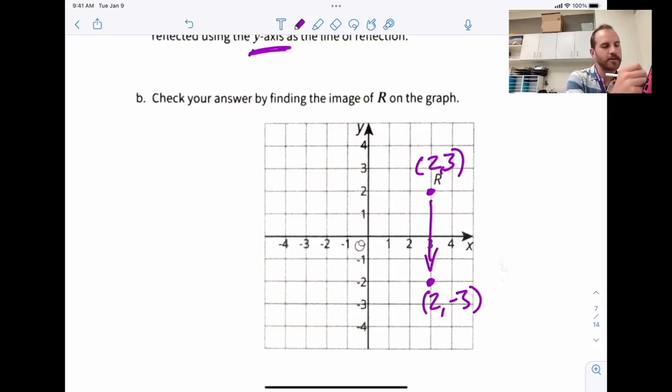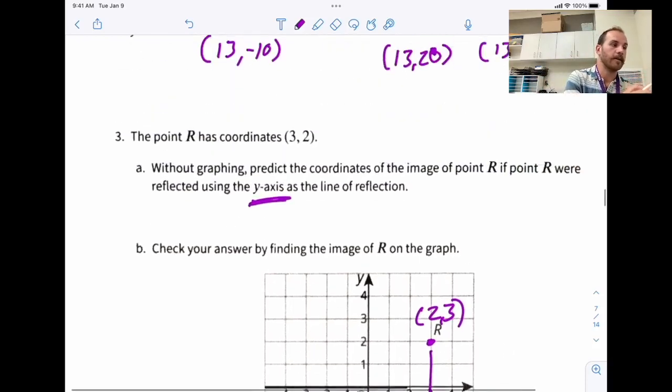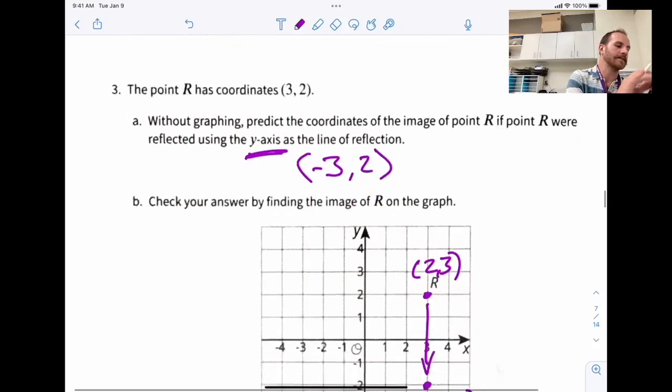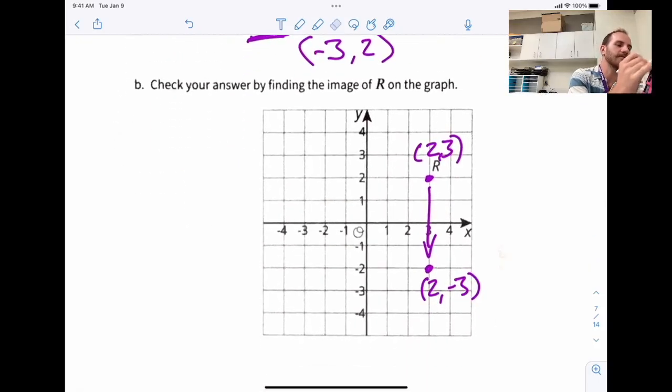So if when we reflect across the x-axis, the y-coordinate changes, what do you think is going to happen when we reflect across the y-axis? Well, I would guess the same thing. I would guess that the x-coordinate changes, okay? That's assuming that's what you guessed, right? So let's go with that guess. Check your answer by finding the image of R on the graph.